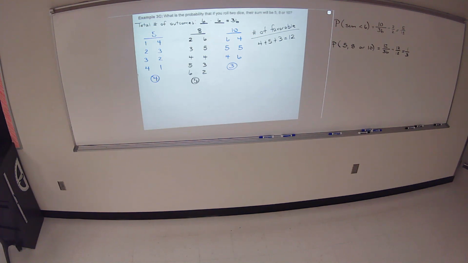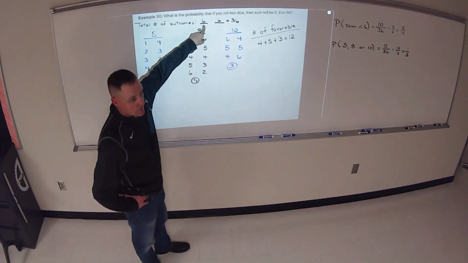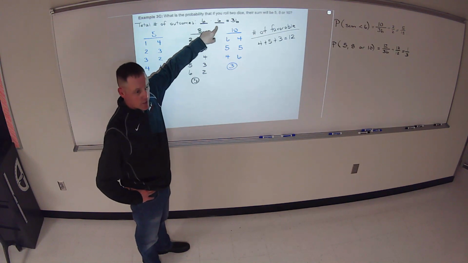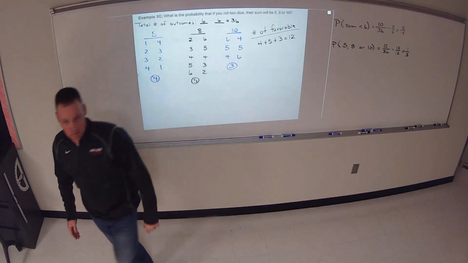Megan? Rolling 2 dice, right? How many outcomes do you have for the first one? When you roll a die, how many outcomes are there? 6. Second one, use the multiplication principle to find your total. That's going to be 36 possible outcomes.